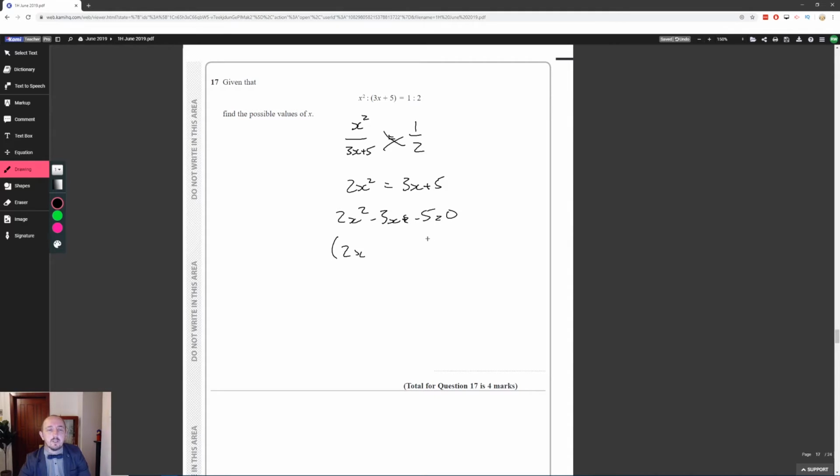So we're going to need a 2x and an x. We're going to need 5 and 1, so plus 2 and then minus 5. So 2 lots of plus 1 minus 5. So our x value is going to be 5 over 2 or negative 1 when we take those brackets and rearrange them.